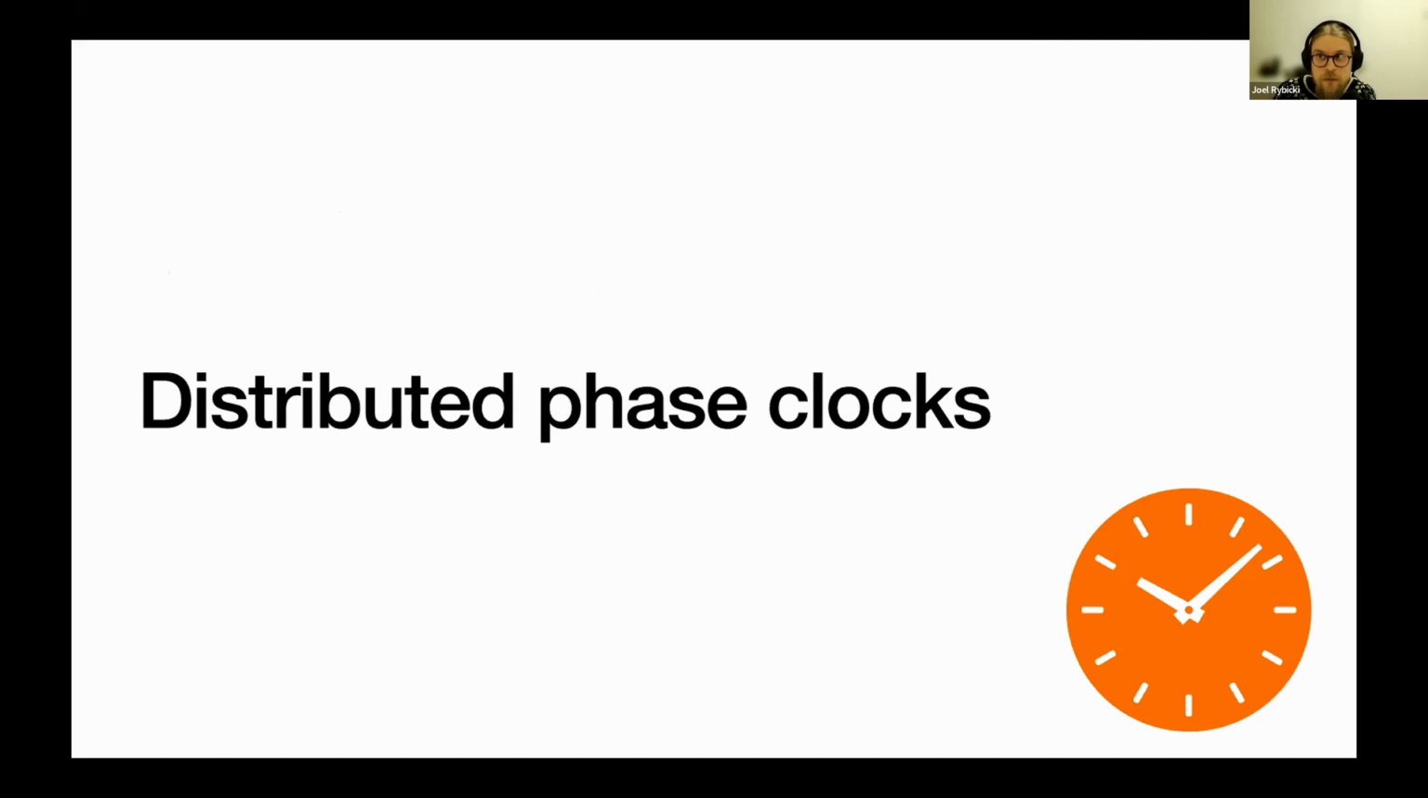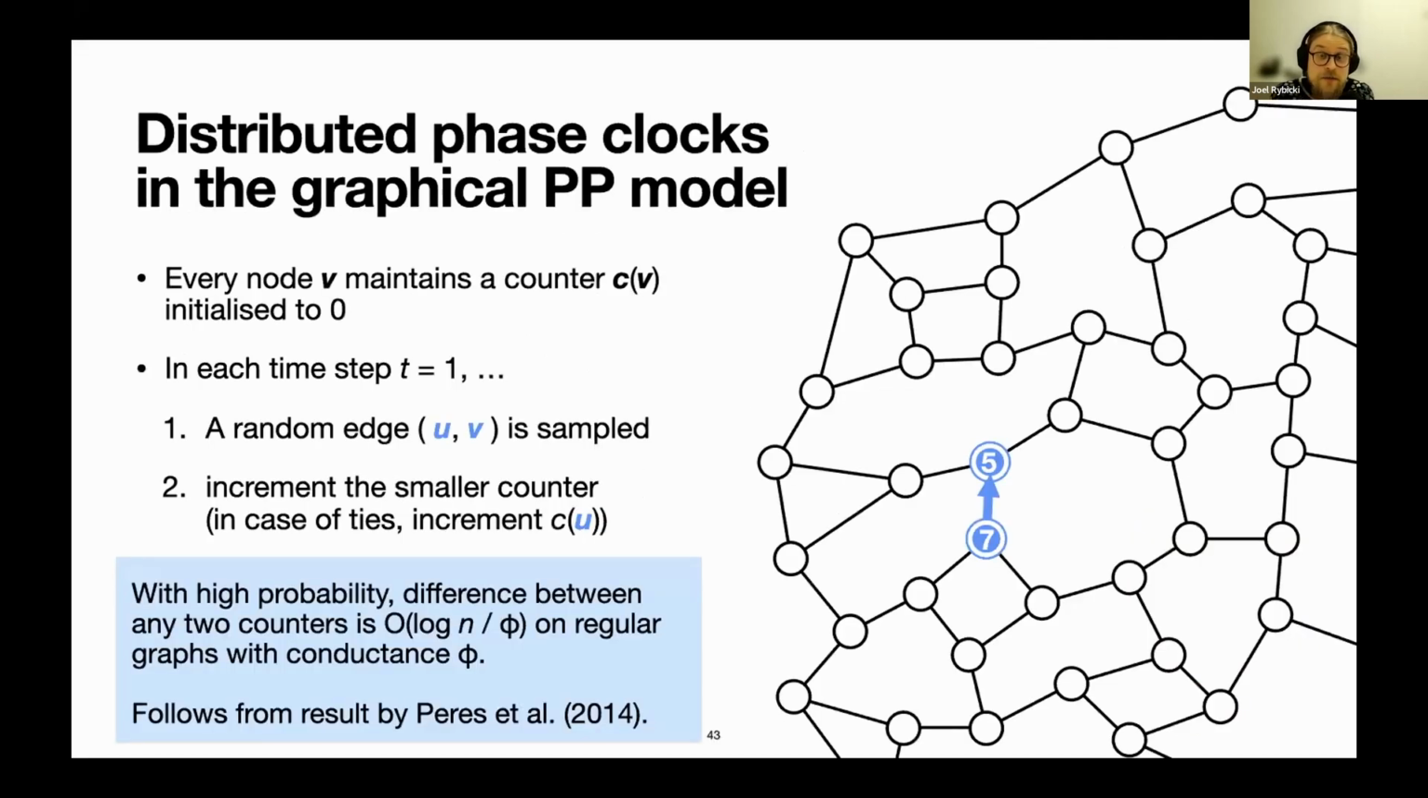Okay, now let's take a look at the phase clocks. The phase clock is fairly simple. Each node maintains a local counter, C_v, which is initialized to 0. And in each time step, we sample a directed edge uniformly at random. So we assume that we have this initiator-responder distinction. Then we increment the smaller counter by 1. And in case of ties, we can use the orientation of the edge to break symmetries.